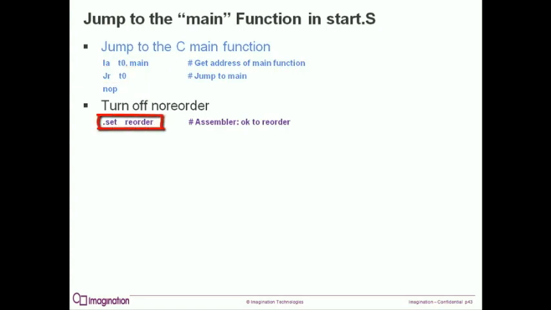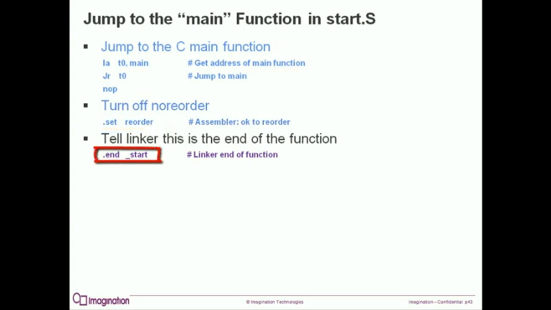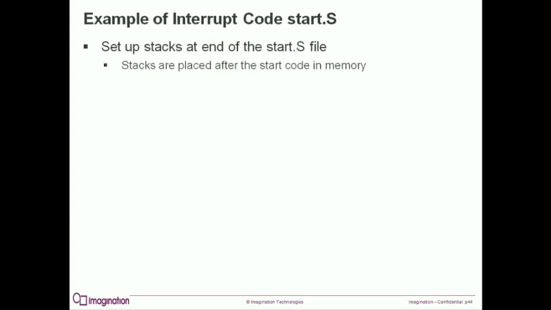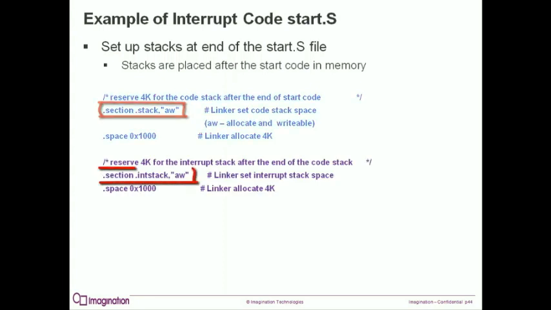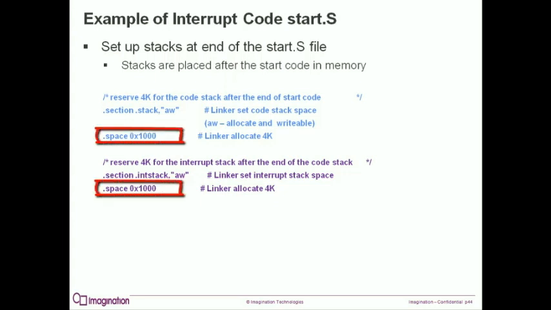Since I am done with the code section, I will turn reordering back on and use the .end directive so the linker will know that this is the end of the start function. At the end of the start.s file, I have added a linker directive to create two data sections. First, the C stack, and then the interrupt stack. This is done by declaring a section and then using the .space directive to give that section space in memory.